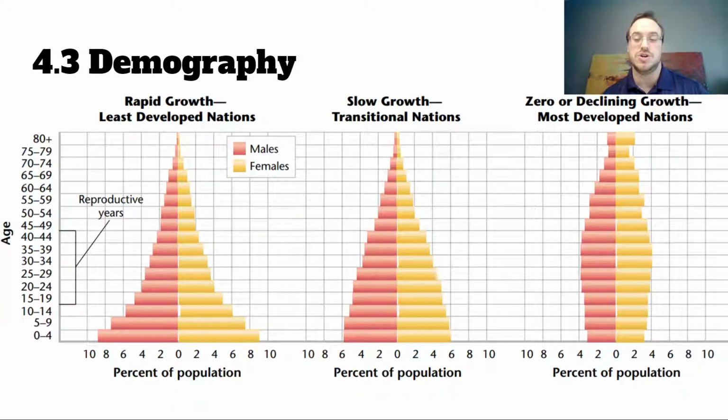So the larger the amount of individuals in their reproductive years, the more likely that a nation will be closer to a developed nation. I'm going to use air quotes there because it gets a little tricky in how you actually classify a nation as developed or not. We're not going to go into that. We're a high school level class.